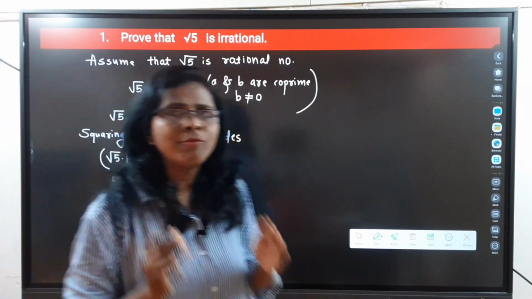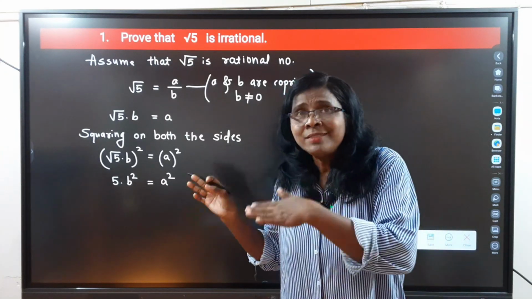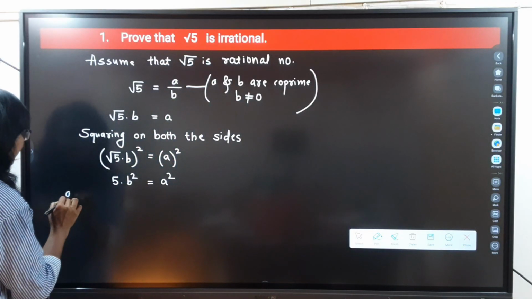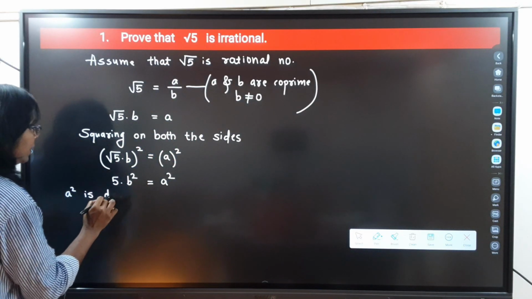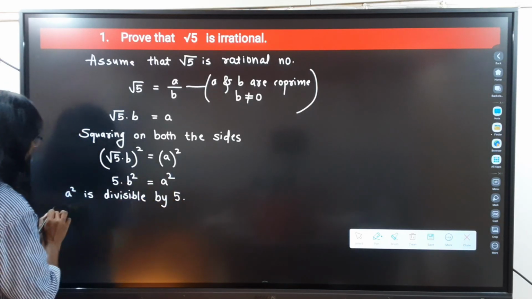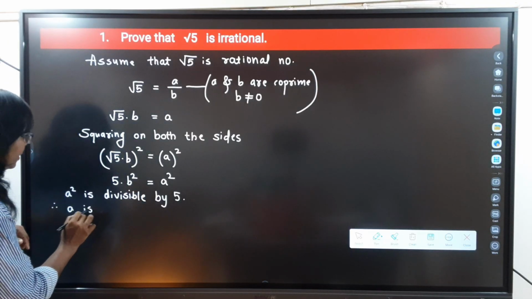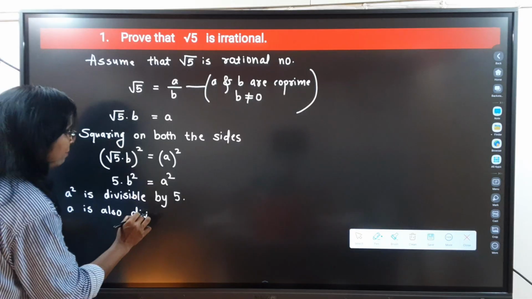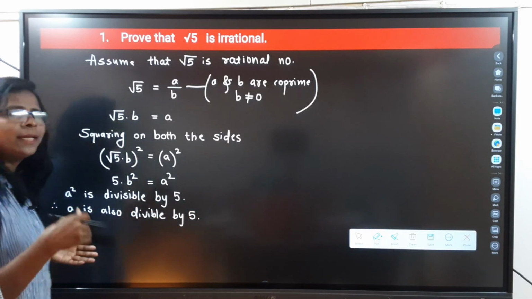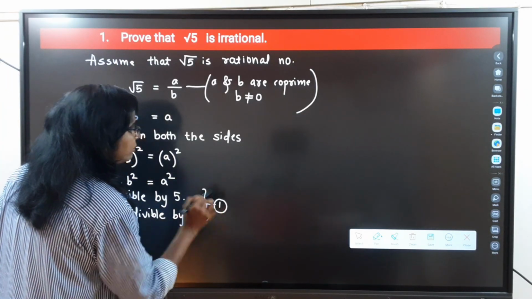Now what is the meaning of the statement of this? The meaning is that a square is divisible by 5, students. And therefore we can say that a is also divisible by 5, because as a square is divisible by 5, then of course a is divisible by 5. Okay, so I call these two statements the first statement.